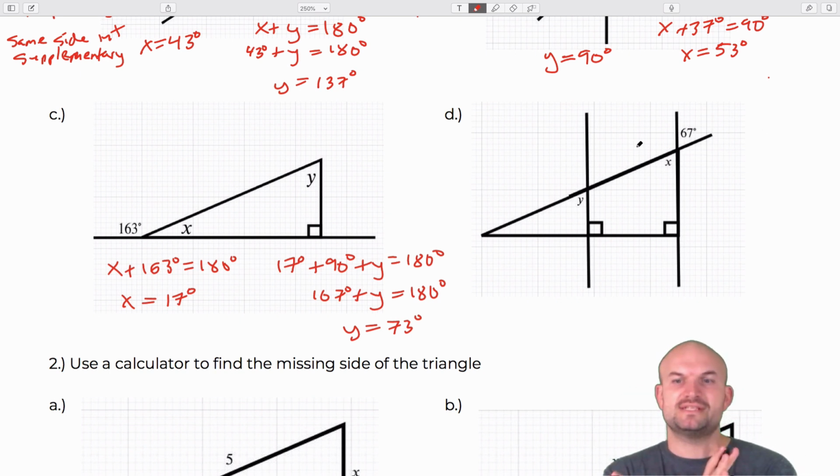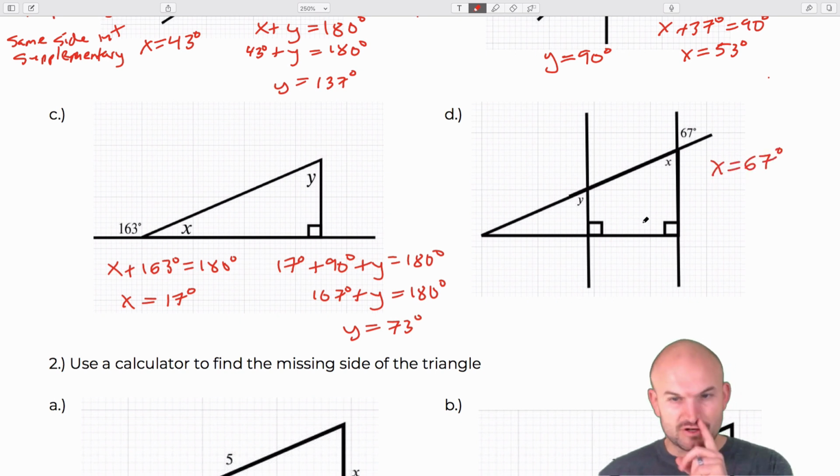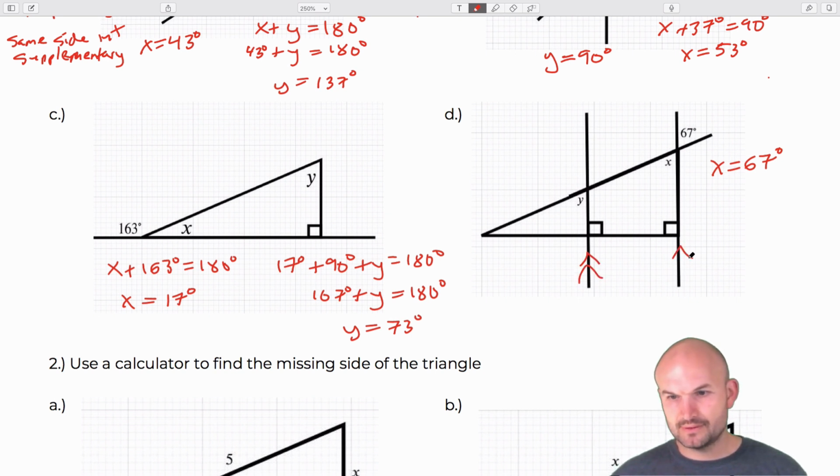All right, now the last one, again, we can recognize here that just using vertical angles, right? Whenever you have two intersecting angles or two intersecting lines, opposing angles of that vertex are going to be equal. So therefore, we can just say x equals 67 degrees. I forgot to write that these were parallel lines. My bad.